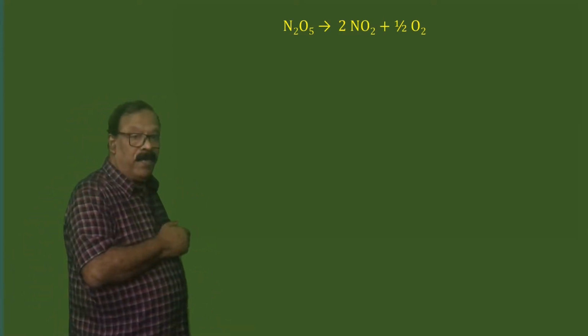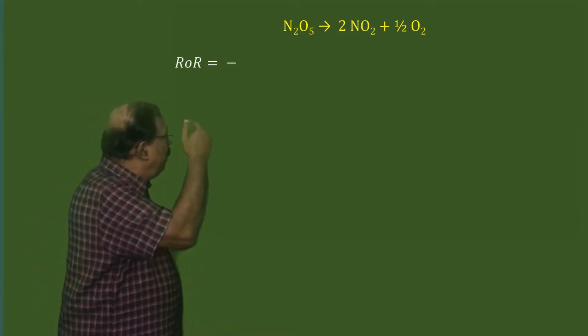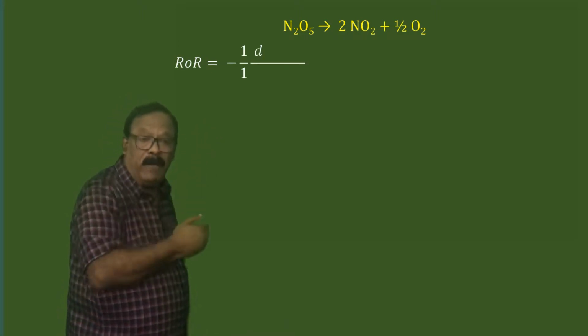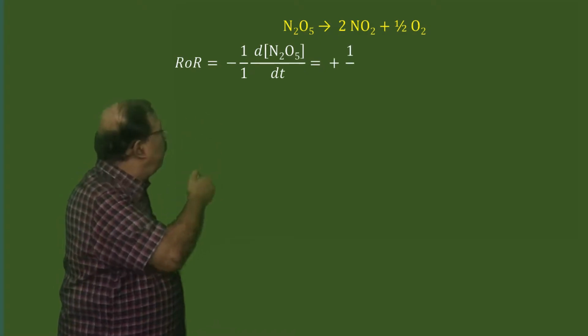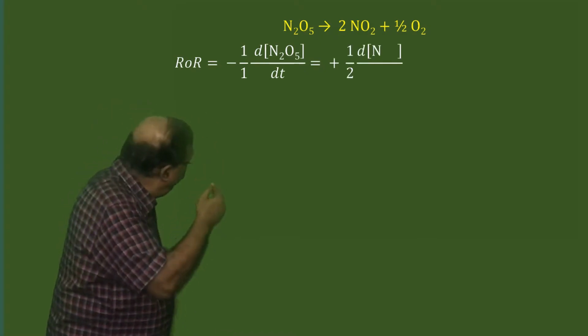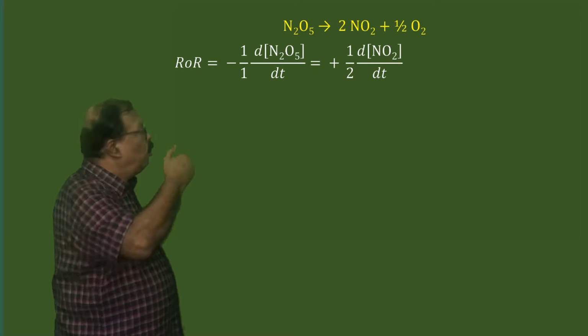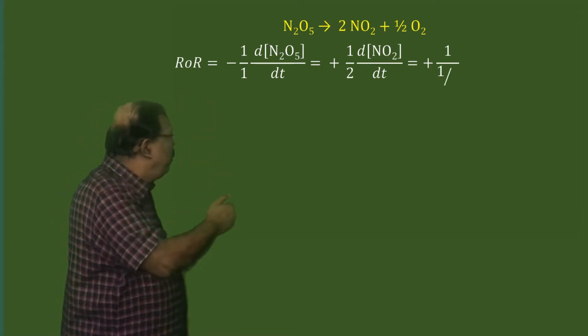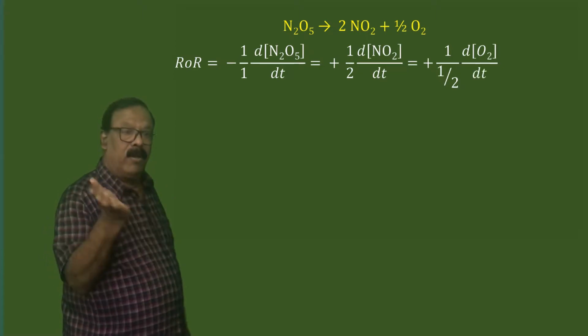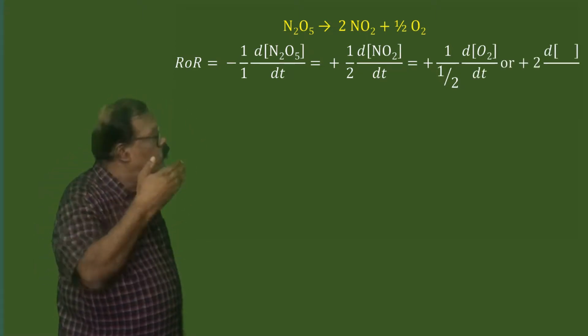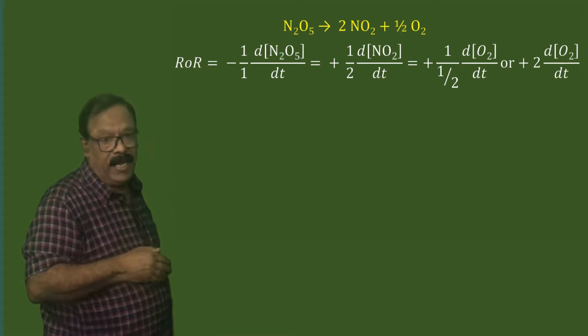It will be minus d of N2O5 by dt. This will be equal to plus 1 by 2 d of NO2 by dt. This will be equal to plus 1 by half d of O2 by dt. By half, 2 goes to numerator and becomes 2 d of O2 by dt.